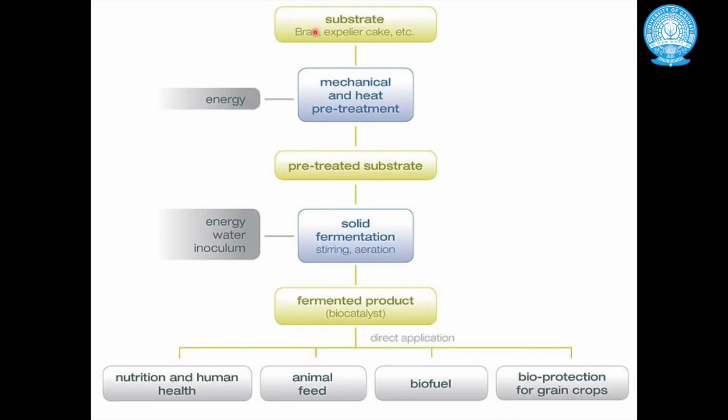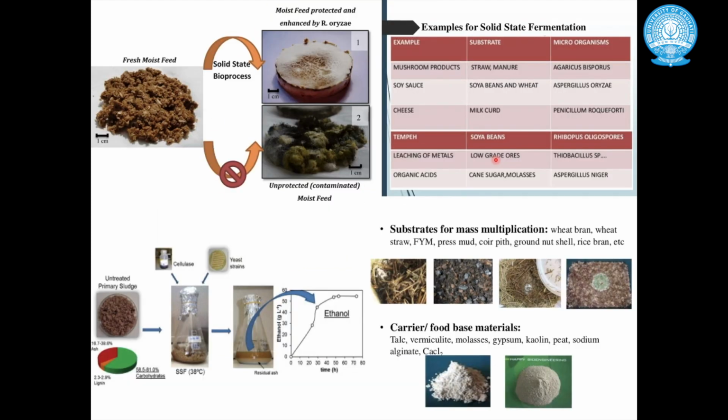So this is a flow chart of the process that is widely used in solid state fermentation. I would advise the students to kindly go through the flow chart and understand it themselves. Here I am also giving some other examples. I am trying to provide some examples of solid state fermentation, the products that come out from solid state fermentation.